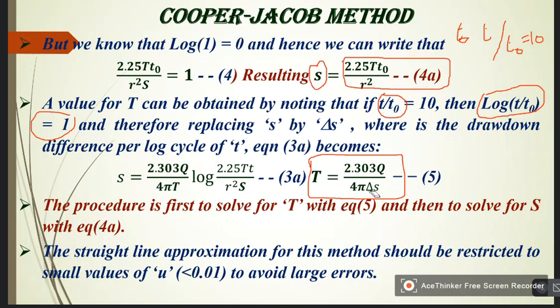So what you do, you select the value of delta S such that they are 1 log cycle apart, such that your T by T naught is 10. So in your data, you have T and T naught. So you take 2 values, T and T naught, such that their ratio is equal to 10. So corresponding to that value, the difference in drawdown will be delta S. So use that value of delta S in equation 5. You will directly get the value of T.